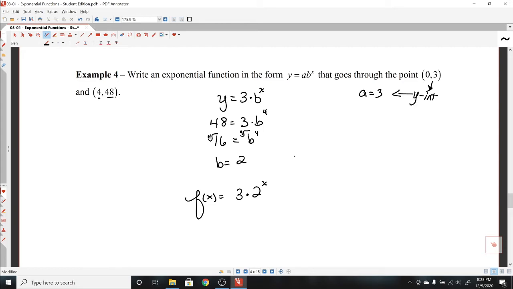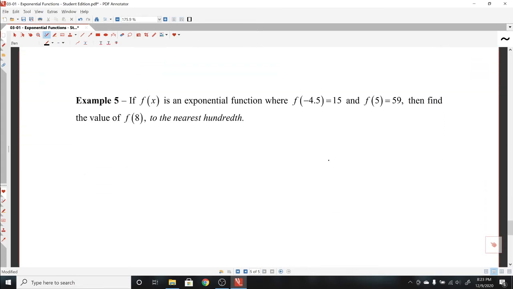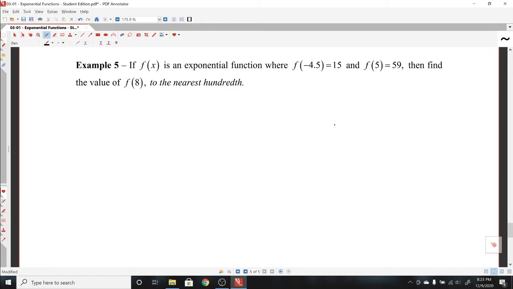Okay. If you need to go back and look at that again, feel free to do that. This one's tougher because it still gives you 2 points, okay? The points are (-4.5, 15) and (5, 59), but neither of those is the y-intercept. And so how do you do it?